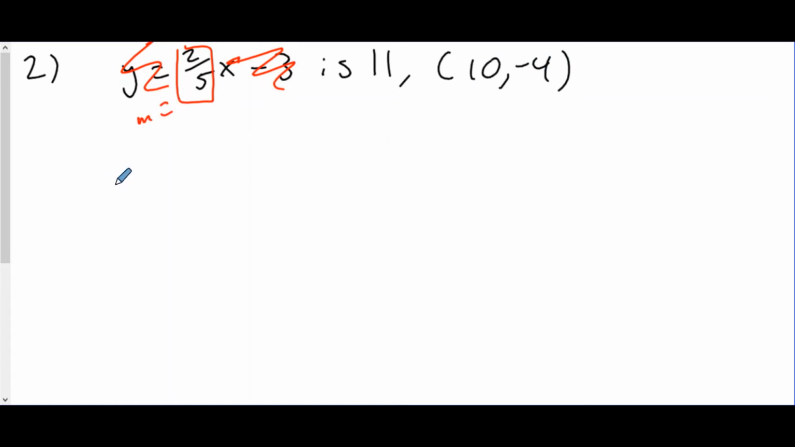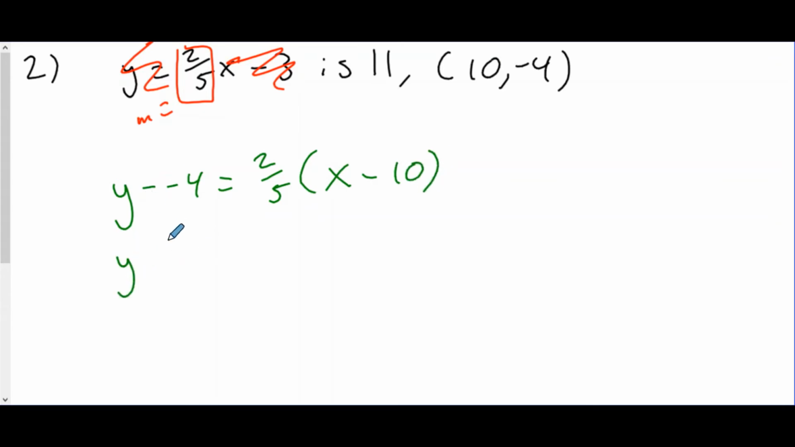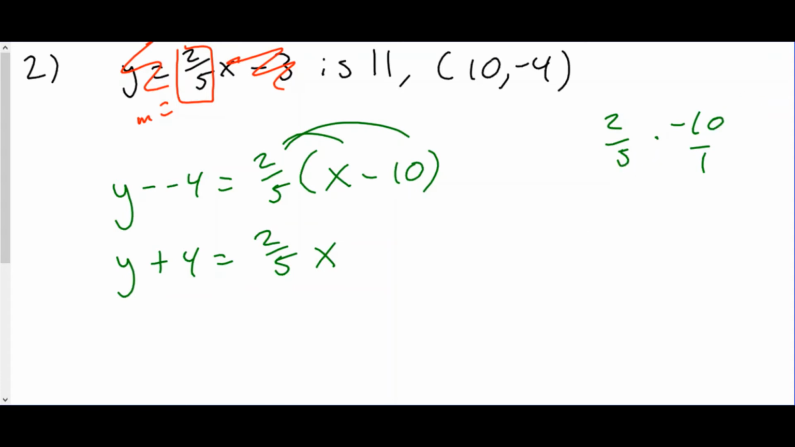So again, point slope form, because I have a point and a slope. Y minus y1, negative 4, equals m, my slope of 2/5 x minus x1. I will simplify the left side by changing that minus and negative to plus 4. Distribute over here, 2/5 x, and then I need to find out what 2/5 times a negative 10 is. 5 and 10 have a common factor of 5. 5 divided by 5 is 1. Negative 10 divided by 5 is a negative 2. So 2 times negative 2 is a negative 4. Last step, get y by itself by subtracting 4 on both sides, and y is 2/5 x minus 8.